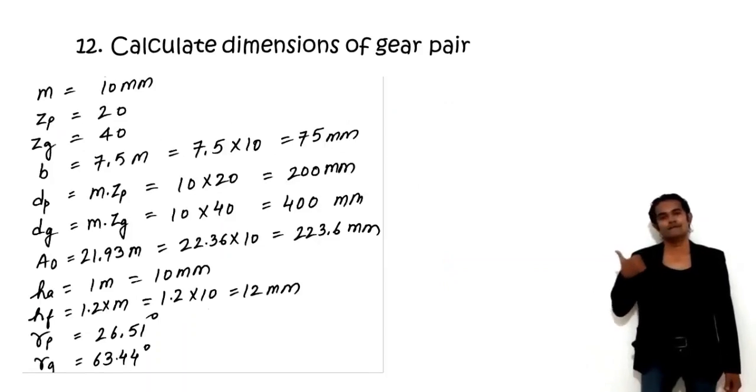Next you have to calculate all the dimensions of the gear pair: your module, your ZP, ZG, face width. Put down the value of module into that, you will get 75 mm. DP and DG, put down the value of module, you will get it as 200 and 400. Your pitch cone distance, put down the value of module into that. Your addendum, dedendum, and your cone angles, pitch angles, gamma P and gamma G.